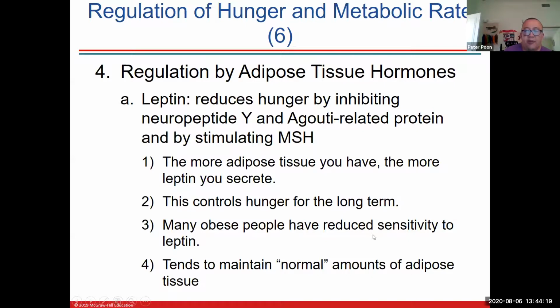Many obese people have reduced sensitivity to leptin, and that means if leptin reduces hunger, then obese people have reduced sensitivity to leptin, so they eat more. And so it's a positive feedback loop for a very negative thing. You get more and more fat because you're responding to the leptin less and less.